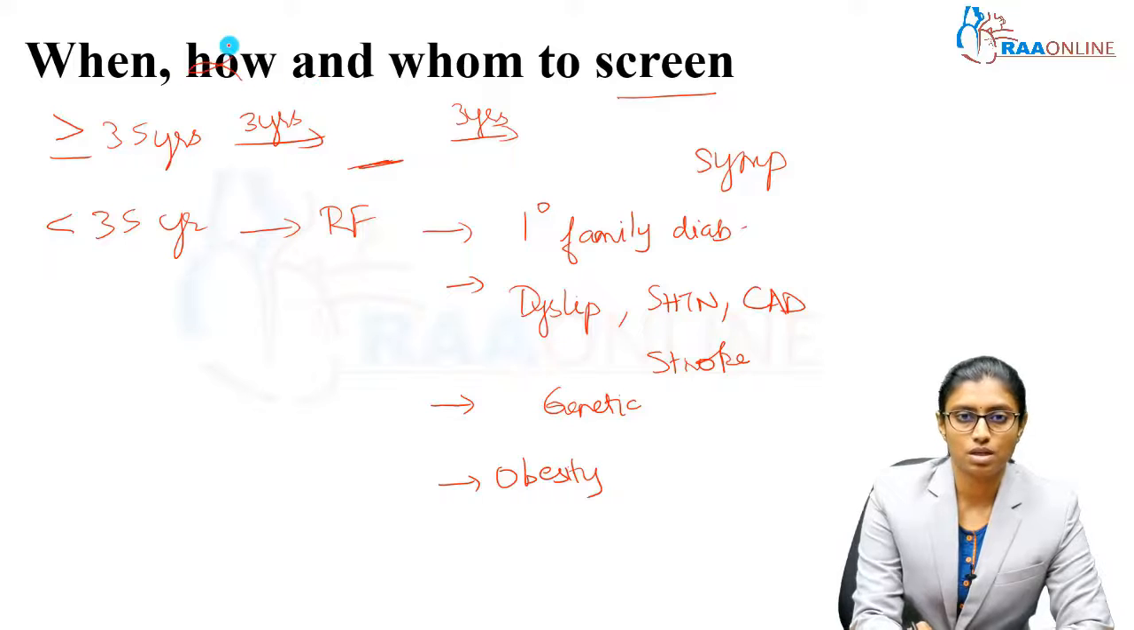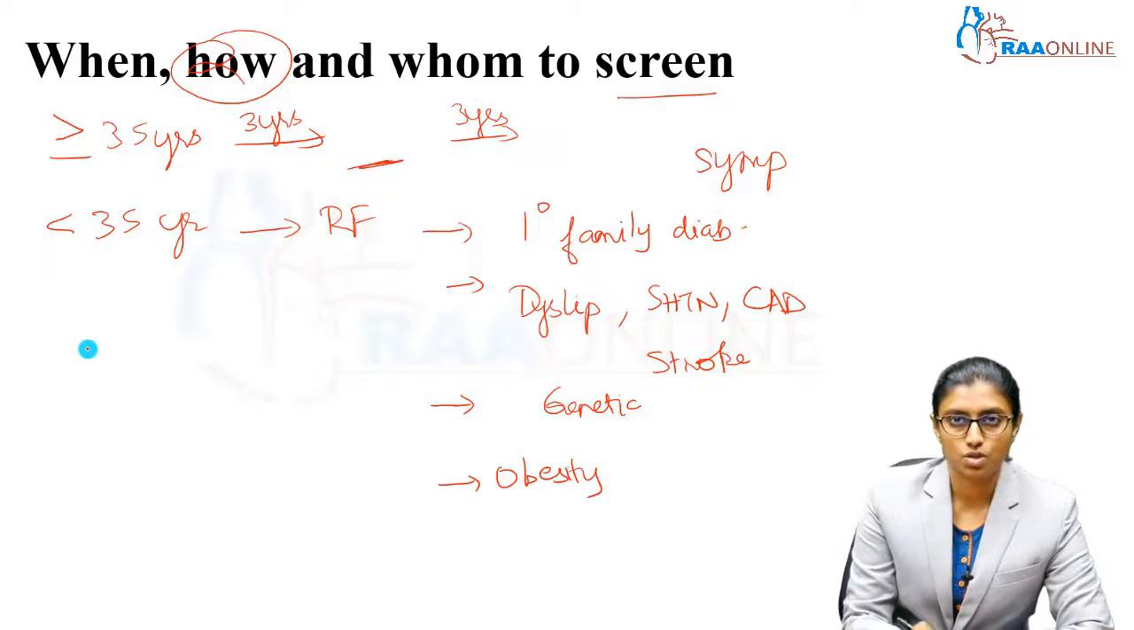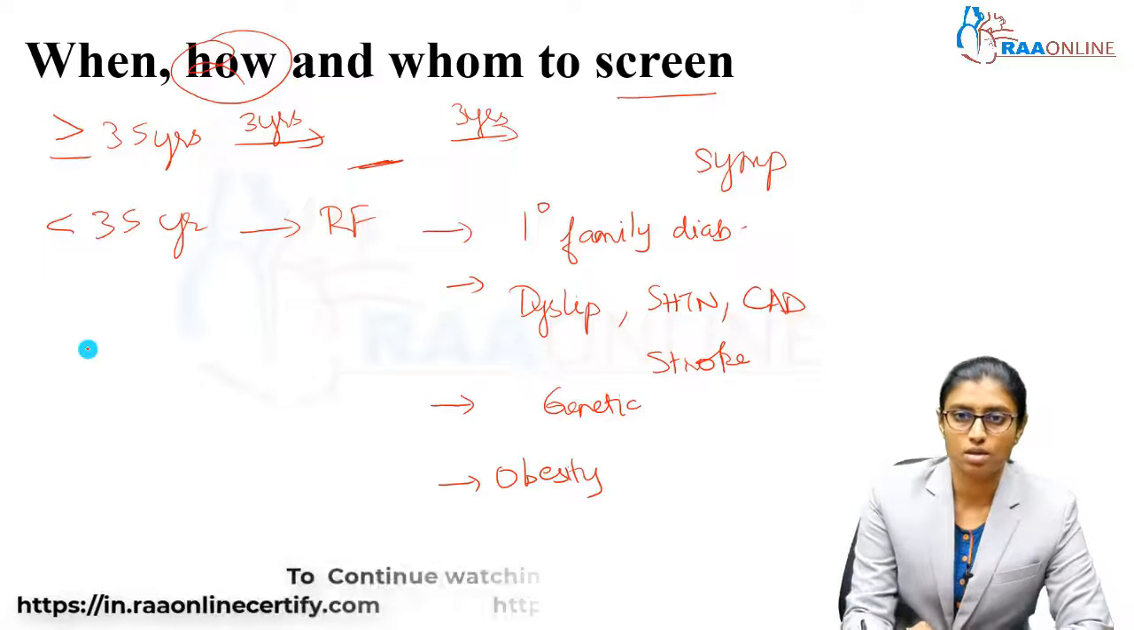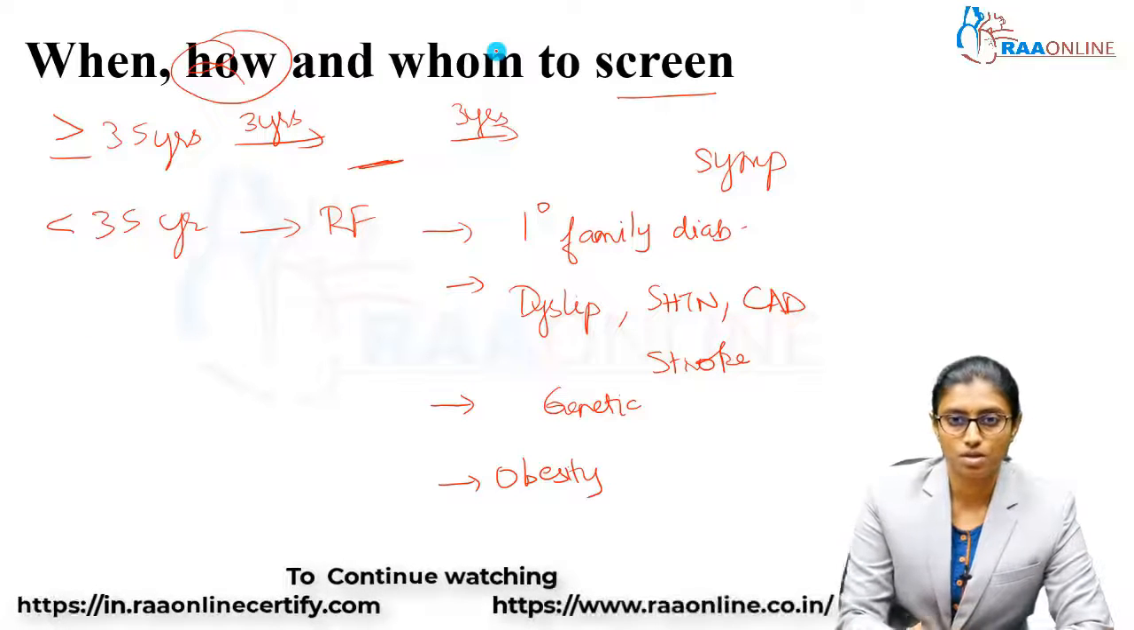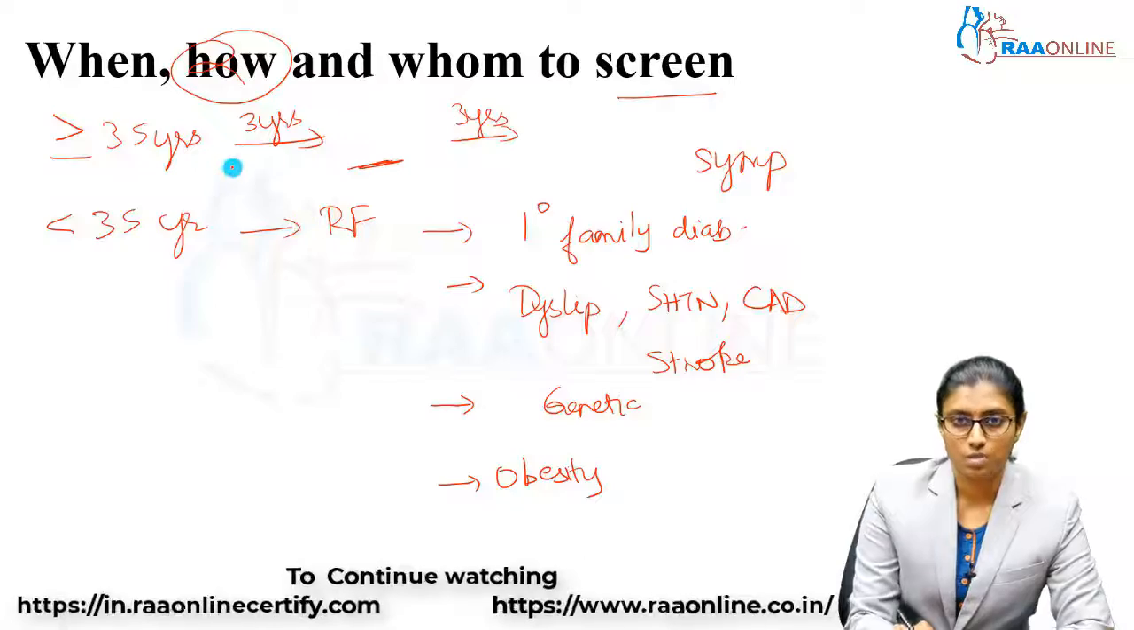How do we do the screening? By using the same fasting blood sugar, postprandial blood sugar and the HbA1c, we can use the screening test. Whom to screen we have discussed and when to screen. That is, when they are presenting to you in an asymptomatic way, when do we screen them?